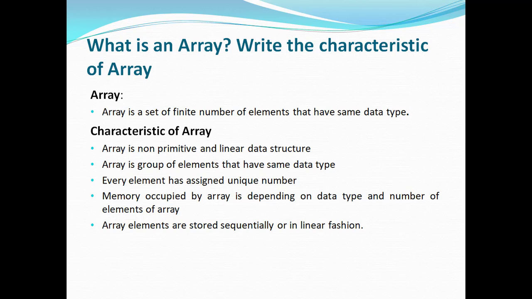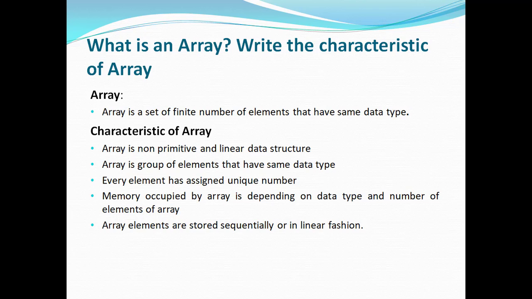First we'll see what is an array and the characteristics of array. Array is a finite number of elements that have the same data type. Each and every element of an array has the same data type.